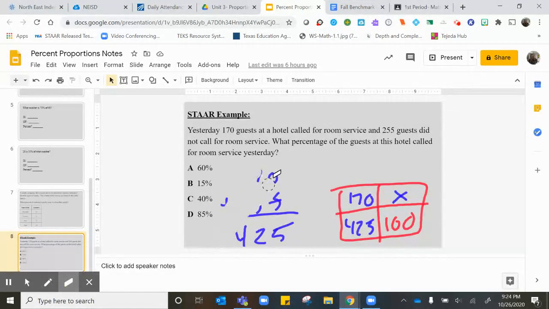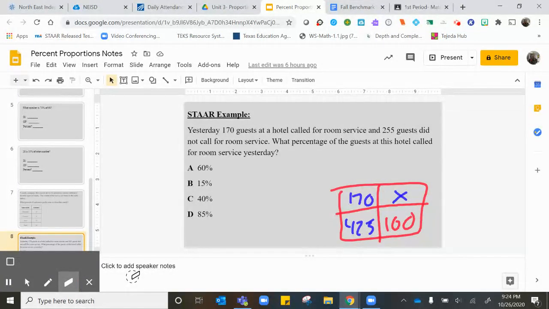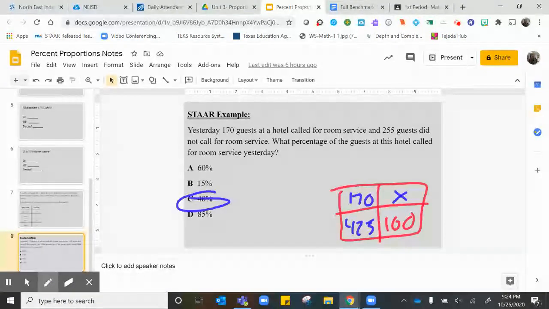All right, you can pause the video again and go through and solve this. All right, hopefully when you went through and solved this, you got C as your answer.